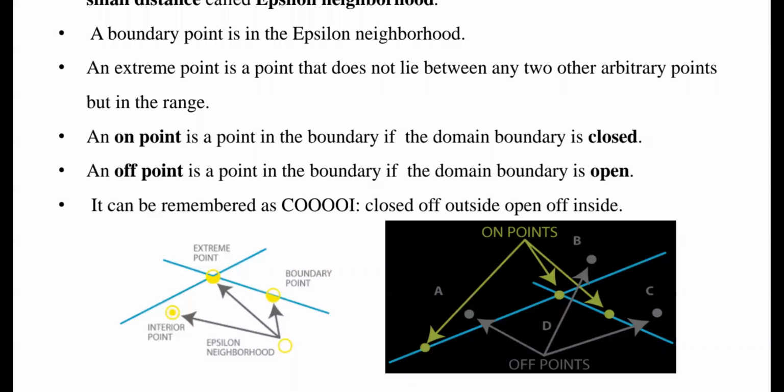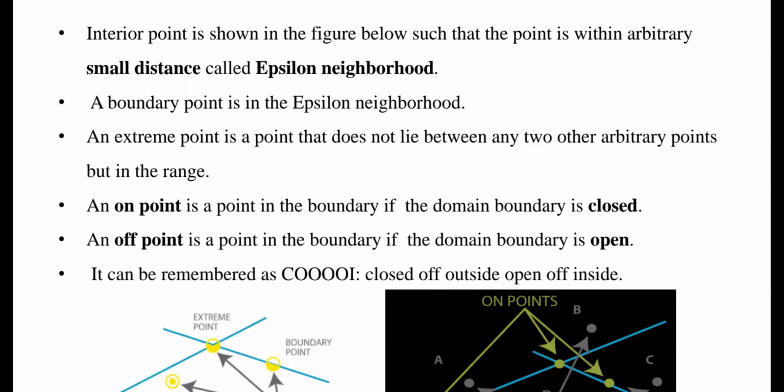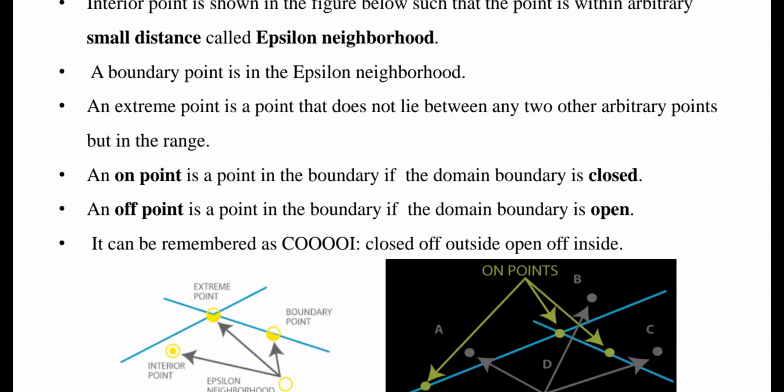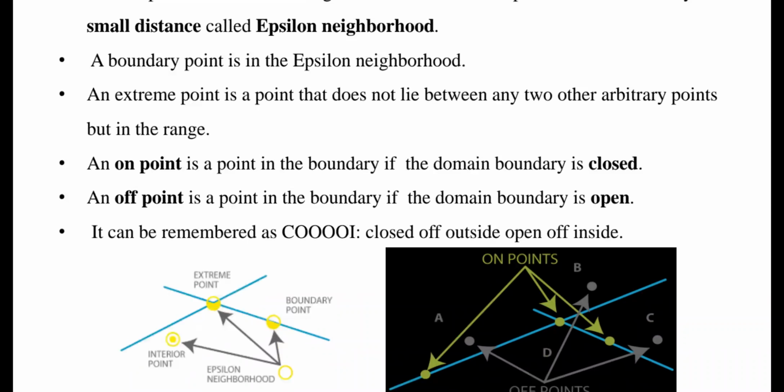Okay, these are the different domain bugs and how to test them. Next we'll see how to test them. So there are different points. Once again I'm telling you, there are different points called interior points, extreme points, boundary points, on points and off points. Interior points are nothing but the points which are arbitrary, but at a small distance within the epsilon neighborhood. That is called the interior point.